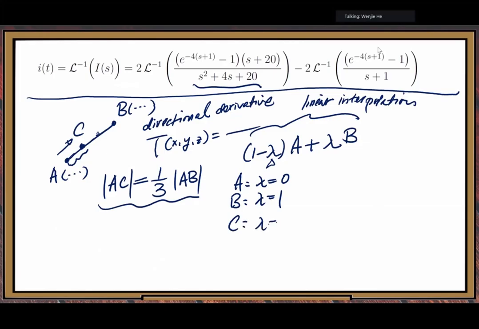Now, at C point, based on this information, lambda is 1/3. Moving from 0 to 1, it changes in a linear fashion, right? So lambda is 1/3, and in this way you can find the C coordinates. Then your directional method.